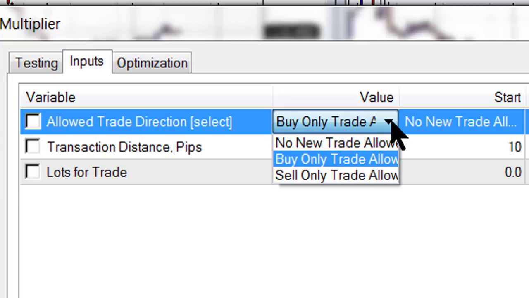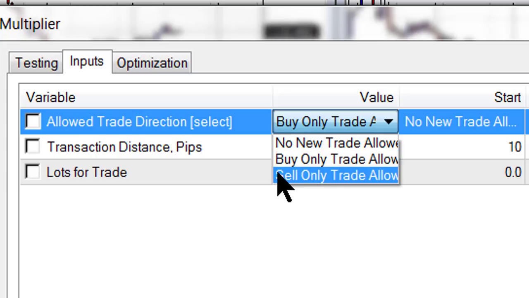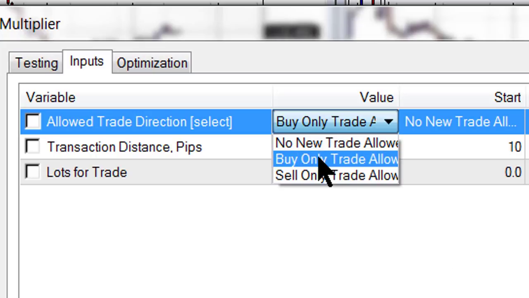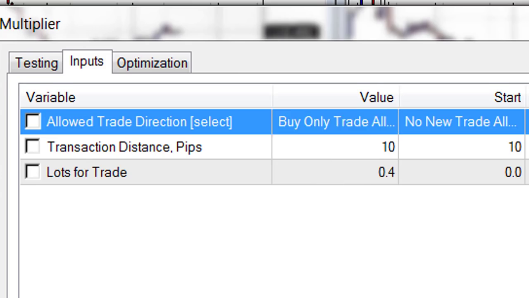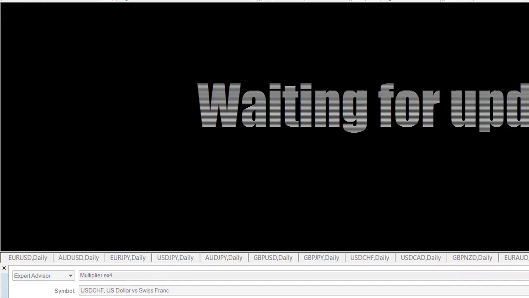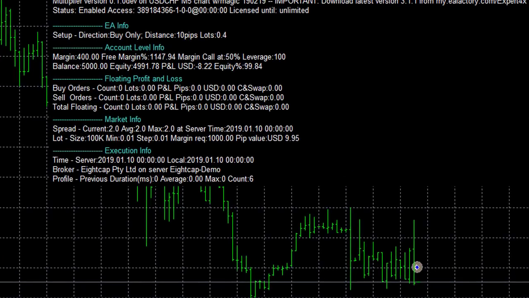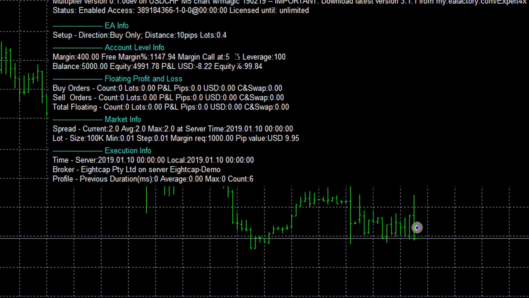Here we've got a drop-down menu that allows you to say buy only, sell only, or don't trade at all. So I'm going to set it for buy only and we say okay. So let's start the visual mode testing, and there we go, it's starting off, and it has opened a buy transaction. You see there's no sell transaction in this case.